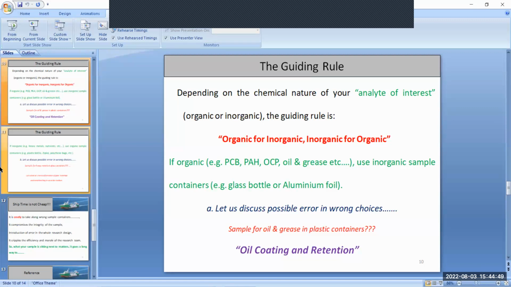So let's quickly discuss a possible error in wrong choices based on this principle. Assuming you erroneously take along a plastic bottle to sample water that is polluted with oil, what are the possible errors that could set in? The two possible errors are what I've mentioned here: oil coating and oil retention.